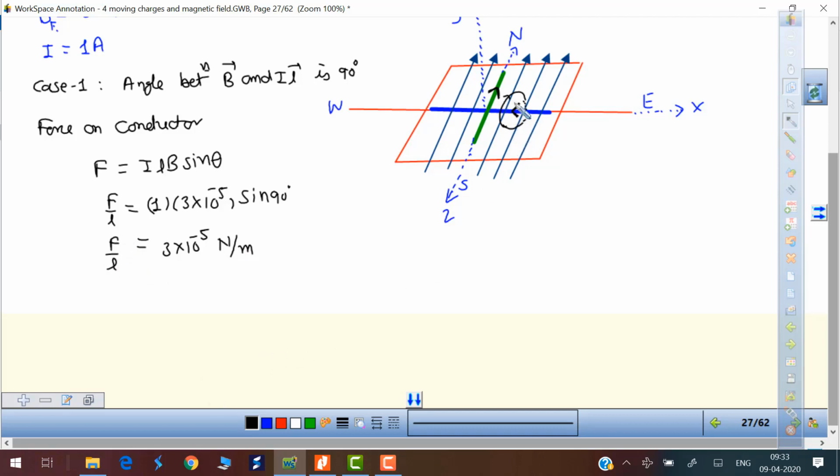So suppose you are given a length, then you can multiply with the length, you will get the total force. Okay, so this is for case 1. Now in case 2, the conductor is toward the north side, so the angle is 0. So here theta is equal to 0 degree, and so force is also 0 according to this formula. So no force is acting on this green wire, and this much force is acting per unit length on the blue wire.